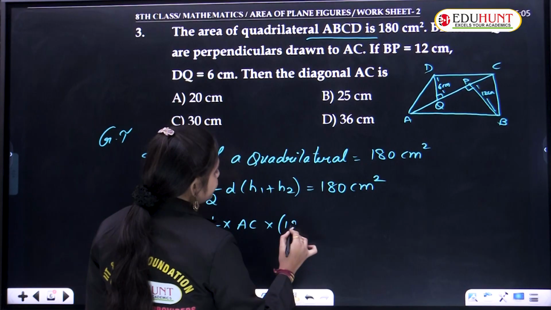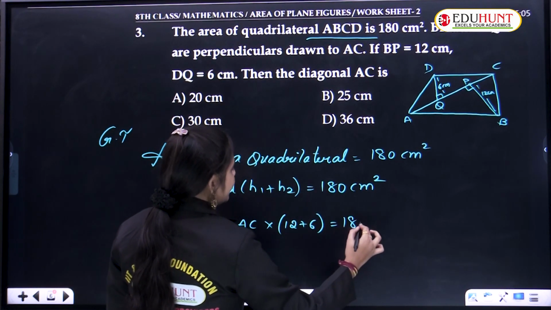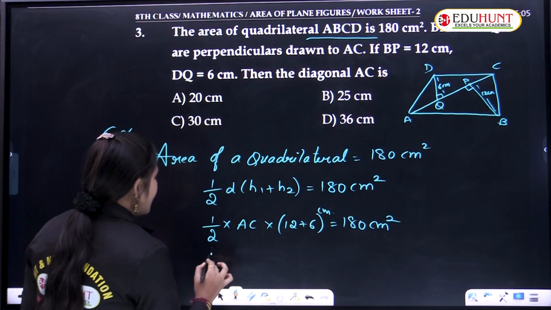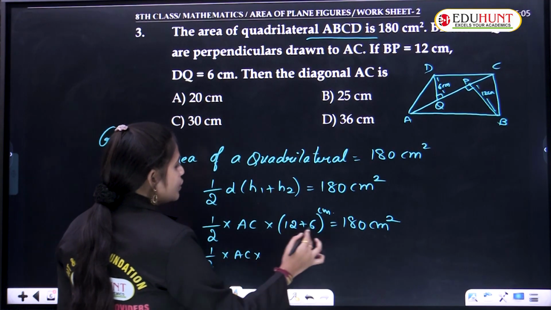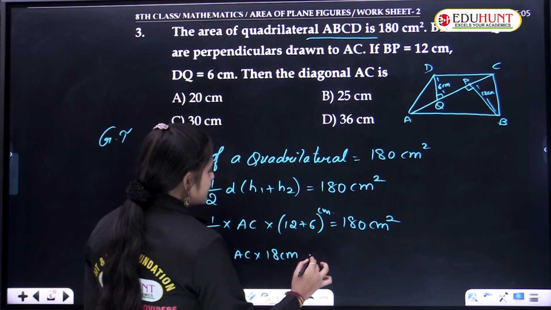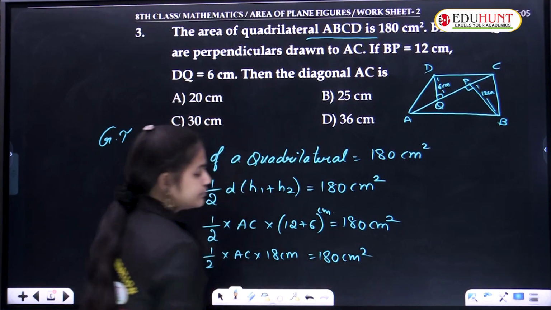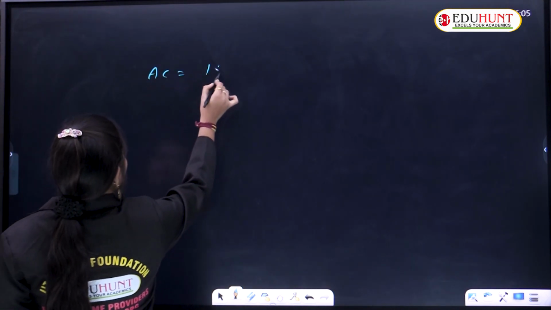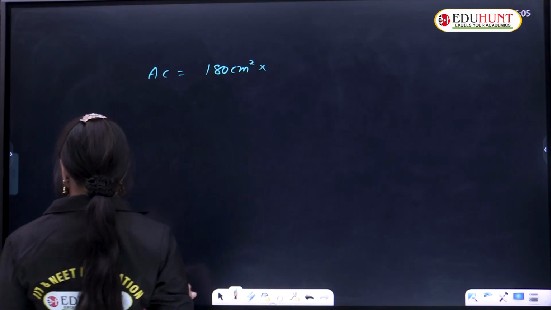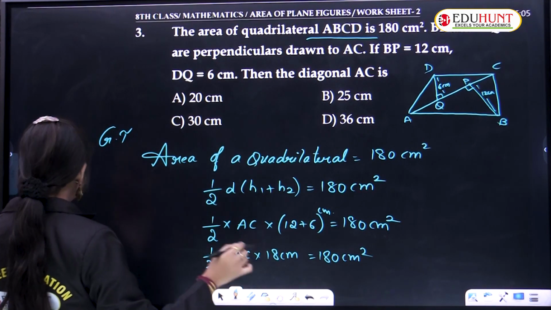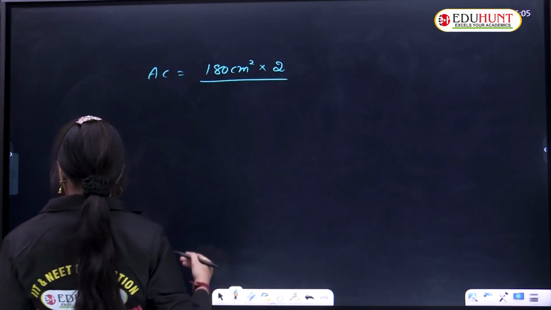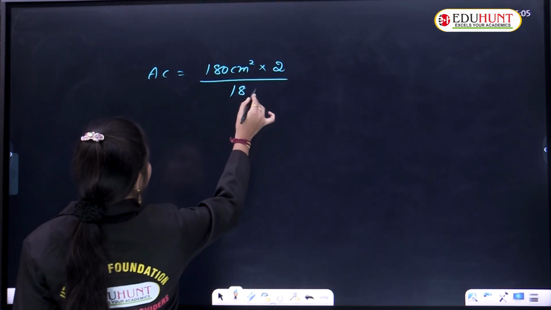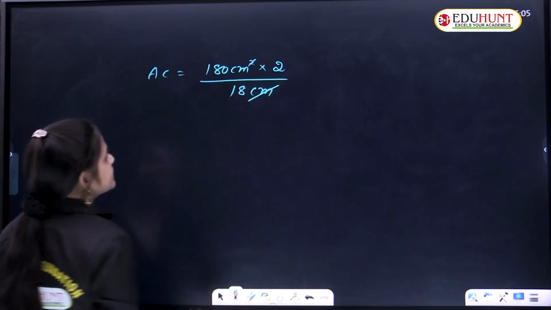Okay, 12 plus 6, which is equal to 180 centimeters square. Clear? And here centimeters is there, no? Yes. Half into AC into (12 plus 6), which is 18 centimeters, is equal to 180 centimeters square. Clear? From here onwards it is only simplification. Now see, AC is equal to 180 centimeters square into, here 1 by 2 is there, that becomes multiplication by 2, and in the division 18 centimeters is there, which equals 2 by 18 centimeters, and here one centimeter gets cancelled.